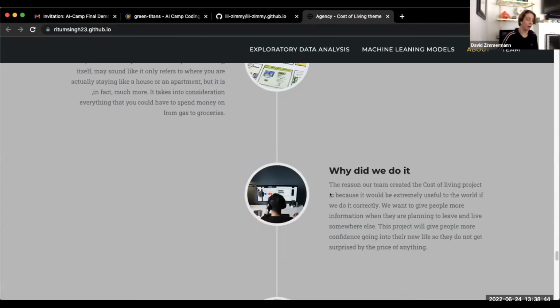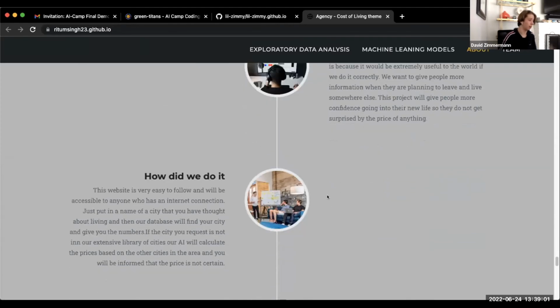Why do we do it? Well, it's pretty obvious why we did it. Everyone needs somewhere to live. Being able to just search something up and find out exactly how much it costs to live in a certain area would be extremely useful for anyone trying to move somewhere new or just trying to get out of where they are.